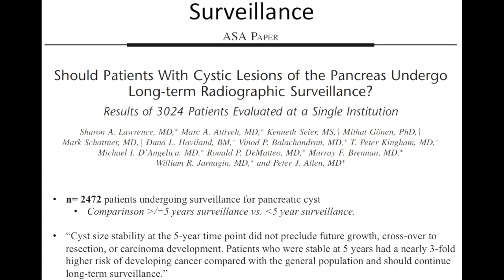And we should all be aware of this recent paper published in the Annals of Surgery that suggests that about 10% of patients will cross over to resection criteria after the 5-year mark, and their incidence of cancer is higher than the general population, and that's a lifelong risk, and hence these patients should be followed long term.